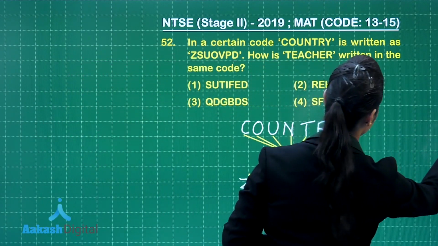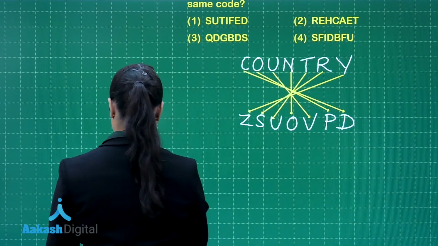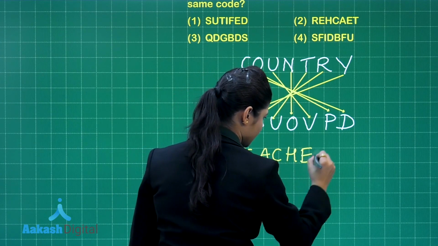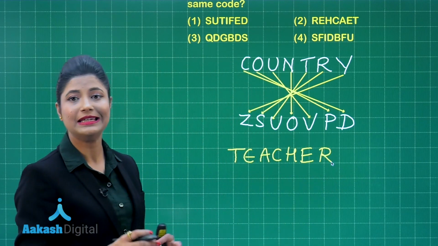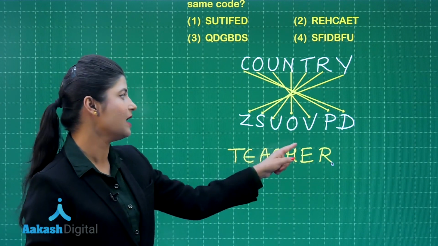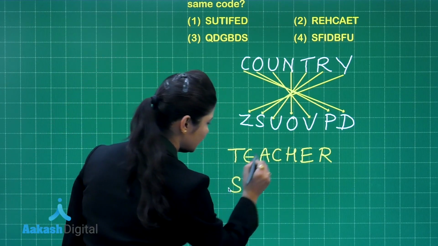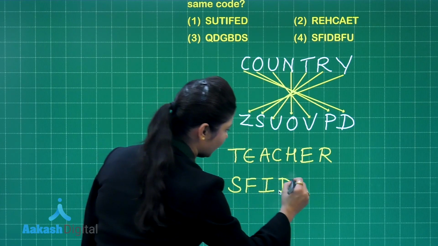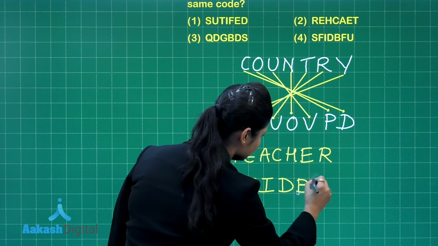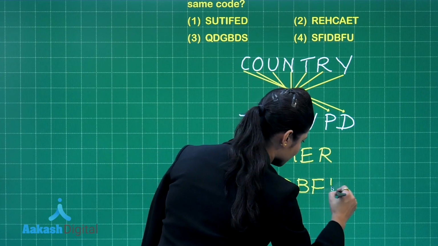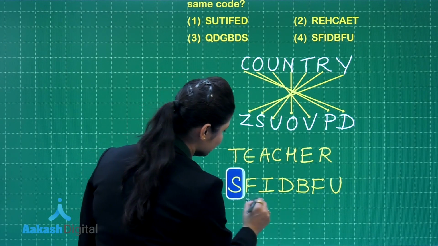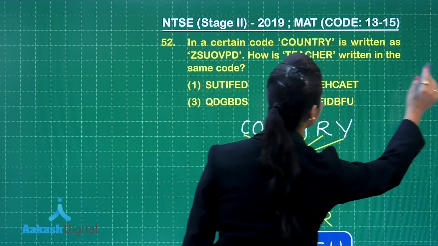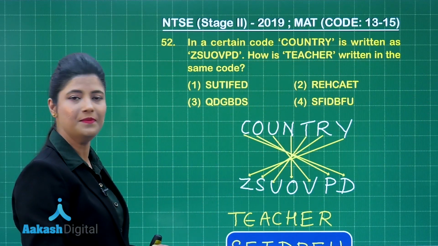So in the similar manner we will be decoding teacher. So if I write here teacher, its code will be generated with the alphabets starting from the right side. R is followed by S. E is followed by F, H is followed by I, C is followed by D, A is followed by B, E is followed by F and T is followed by U. So the required code for teacher is SFIDBFU.